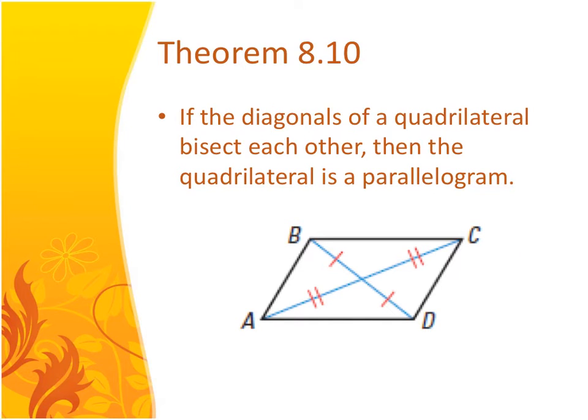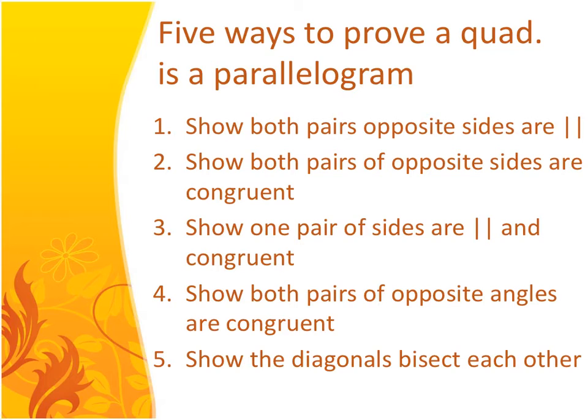All right, and the last one says if the diagonals of a quadrilateral bisect each other, then the quadrilateral is a parallelogram. So if those two diagonals are cut and each one is cut into two congruent parts, then it's a parallelogram. All right, so notice that we just went through 4 theorems, right? But this says there's 5 ways to prove that a quadrilateral is a parallelogram because the first one is the definition. So this didn't need to be a theorem because this is the definition of a parallelogram. If both pairs are parallel, then obviously it's a parallelogram.